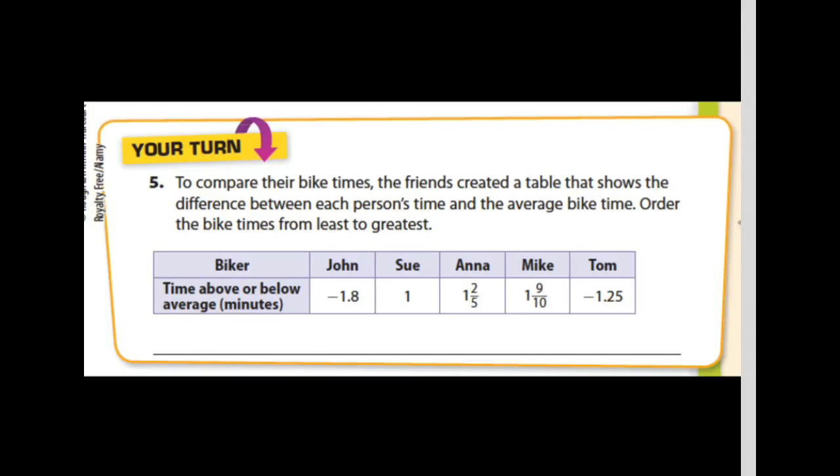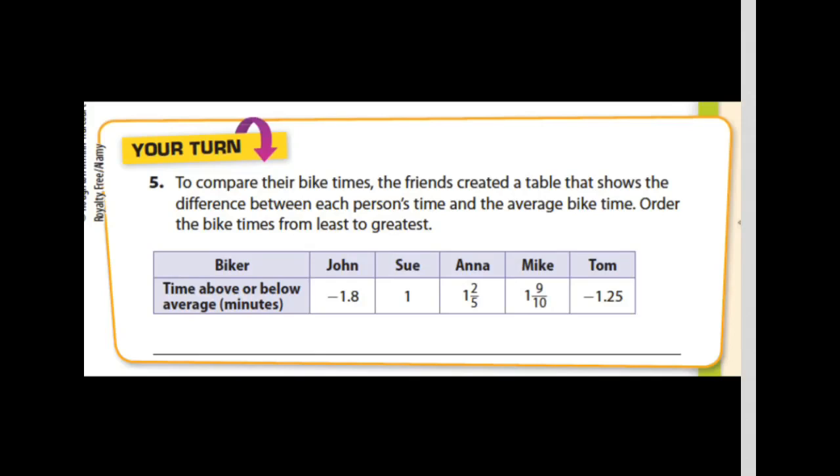To compare their bike times, the friends created a table that shows the difference between each person's time and the average bike time. Order the bike times from least to greatest. Before I start ordering them, I need to figure out what all of these are as decimals.